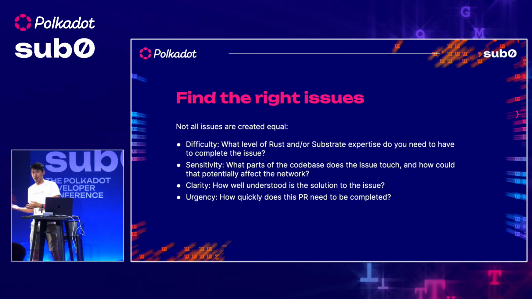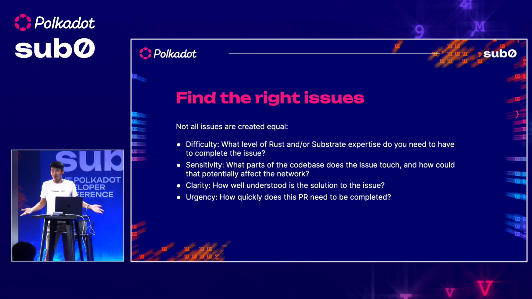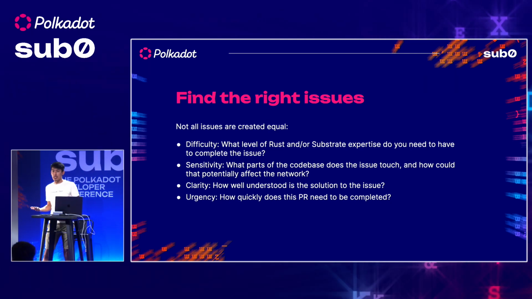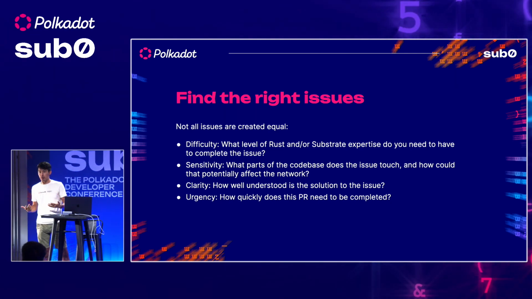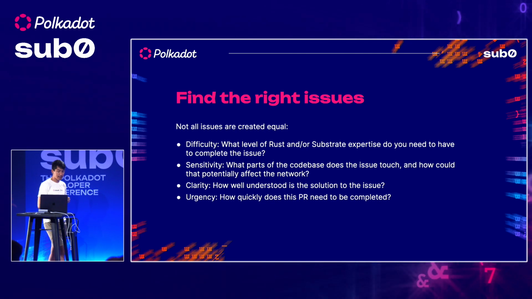Obviously, you're a new contributor. You can't build CoreJam. You're probably not going to take Gav's spec and then write the whole program. You need to find easy issues, things that are entry level, things that don't touch a lot of code, and that you can actually jump into as an early contributor, right?